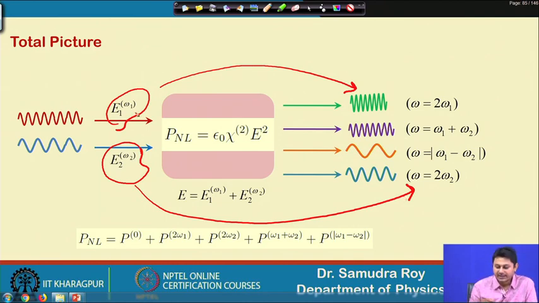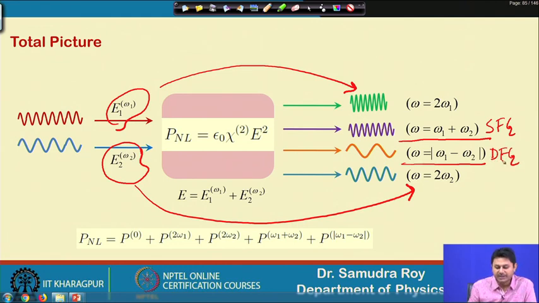Omega 1 will give you the second harmonic 2 omega 1, and omega 2 will give you the second harmonic 2 omega 2. Apart from that, and this is the interesting thing, if these two frequencies omega 1 and omega 2 are different, there is a possibility that we will have another frequency omega 1 plus omega 2, which is called the sum frequency generation, and also another frequency omega 1 minus omega 2, which we call the difference frequency generation.